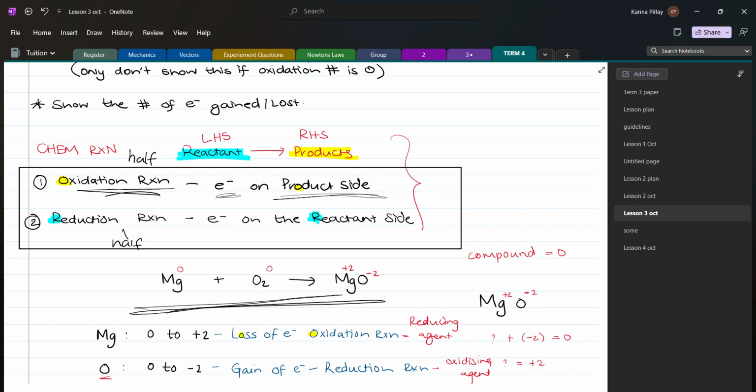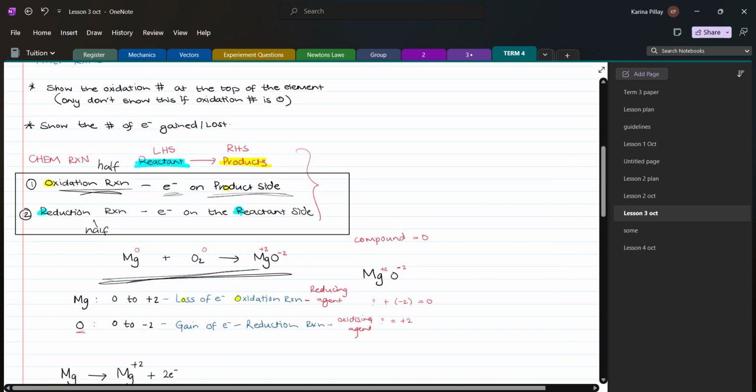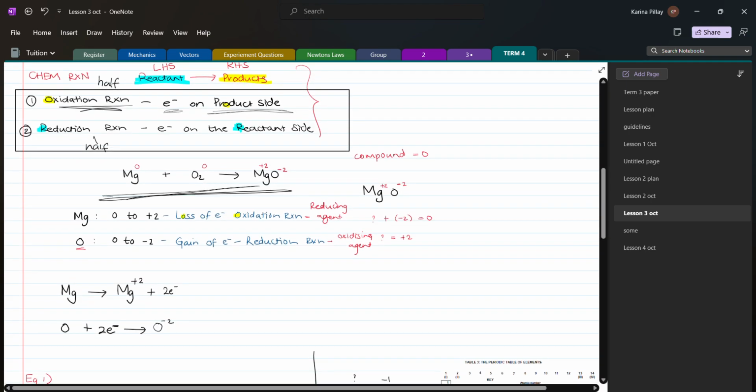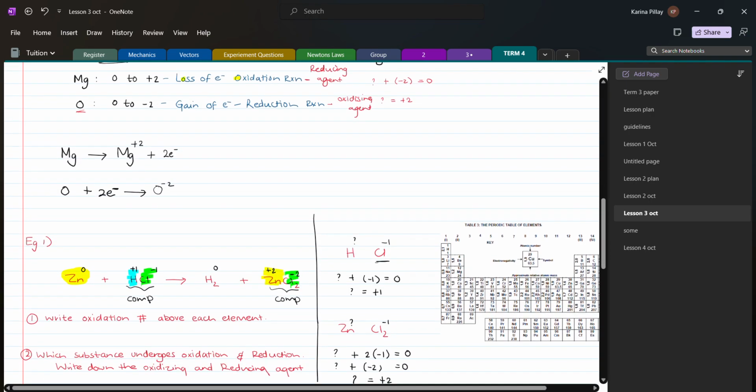Okay, so we should never be confused when we're writing these equations where to place the electrons. If it's oxidation, it's product side, aka right-hand side. If it's reduction, it's reactant side, aka left-hand side. Okay, so today we're going to look at 2 examples where we try and determine the half reactions, and then I'll also give you some examples to try on your own, and we'll see how we do with writing these half reactions.